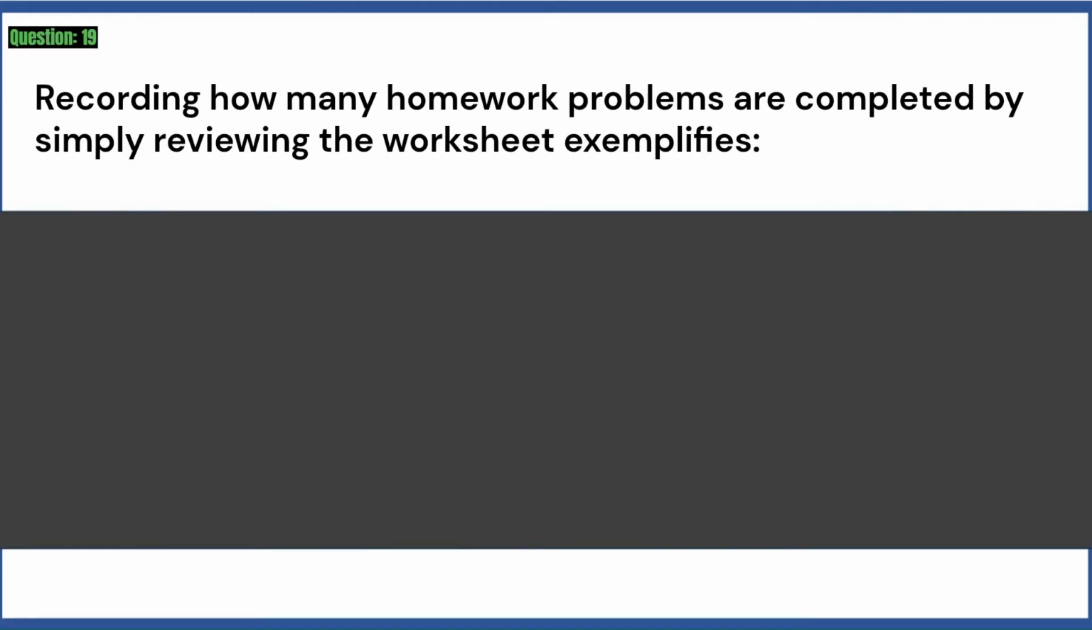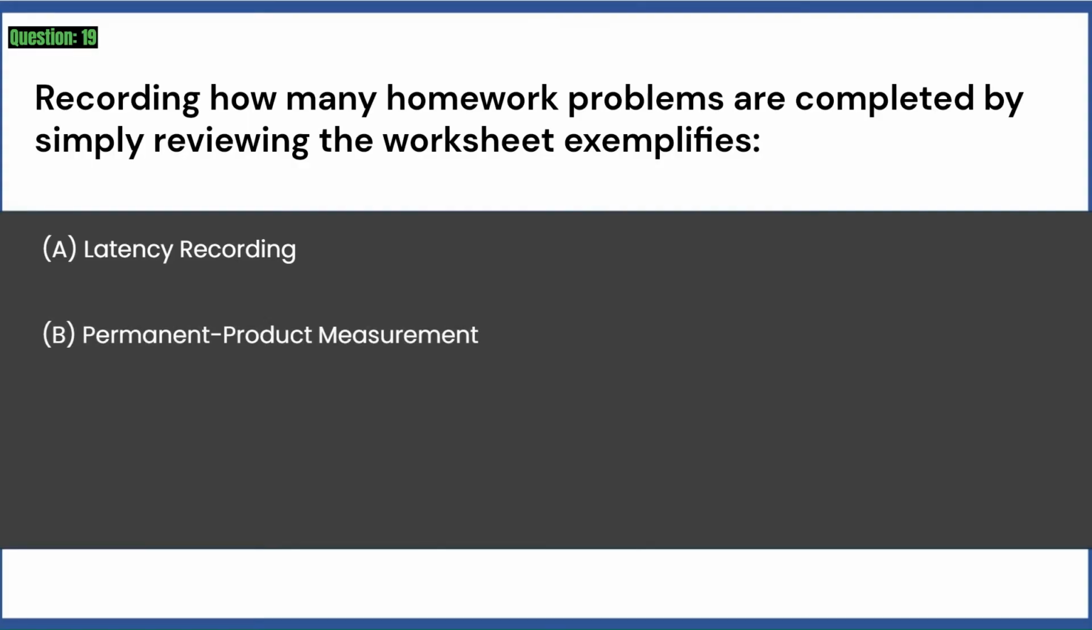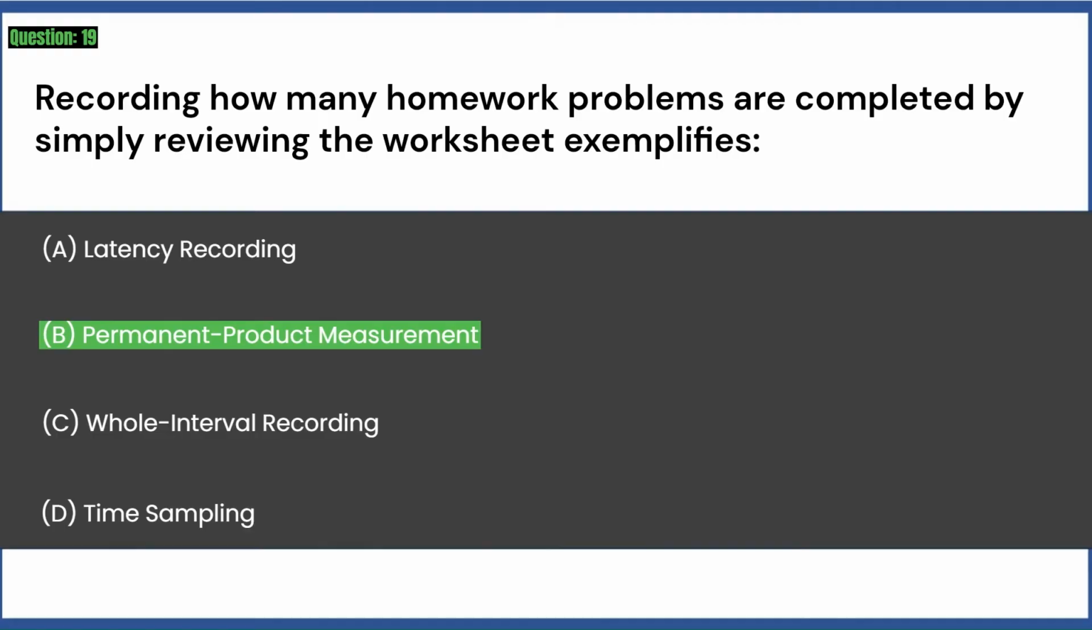Recording how many homework problems are completed by simply reviewing the worksheet exemplifies A. Latency recording. B. Permanent product measurement. C. Whole interval recording. D. Time sampling. Answer: B. Permanent product measurement.